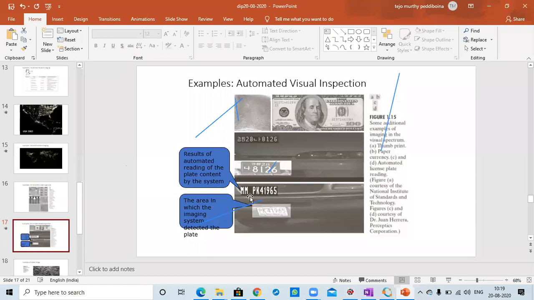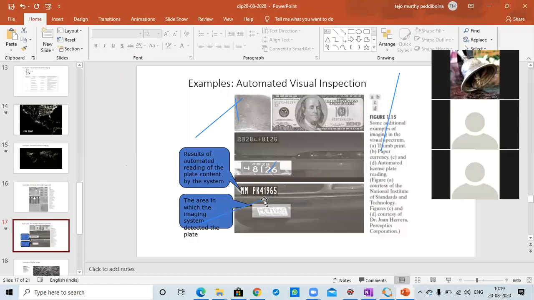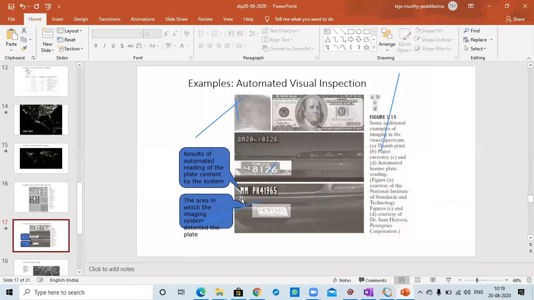That means, for example, if a car is there, in the car it has so many things, but they have to extract only the numbers like MMPK 41965. So this number can be detected by automatic detection by using our image processing algorithms.